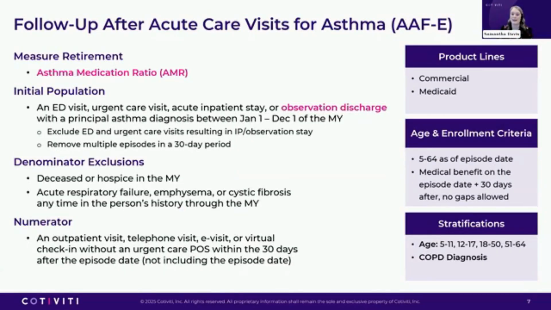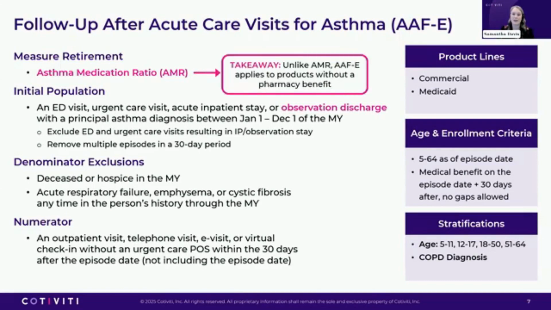The next proposed ECDS measure for 2026 is follow-up after acute care visits for asthma. This measure is proposed to replace the existing asthma medication ratio measure, which would then retire in 2026. Notable here is that the AMR measure today, given its reliance on pharmacy data, only applies to products that offer a pharmacy benefit. However, this new proposed measure only requires a medical benefit for eligibility, meaning that products that have not historically reported the AMR measure could then be eligible for reporting this new measure.